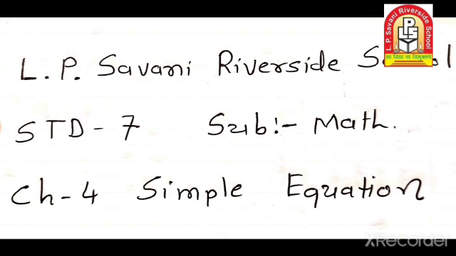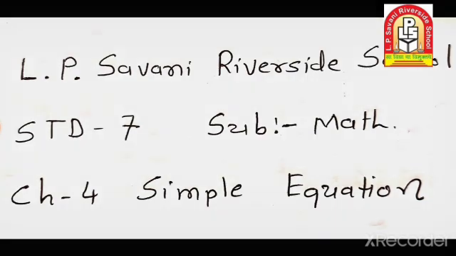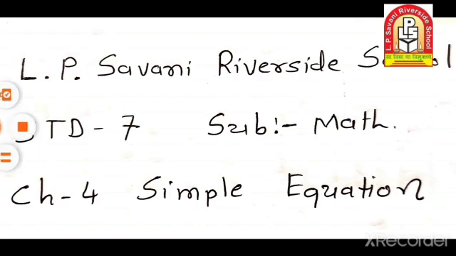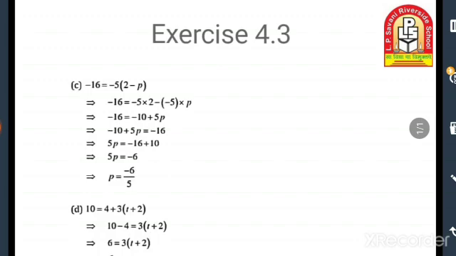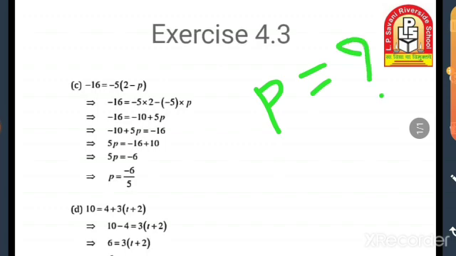Standard 7, Subject Mathematics. Chapter number 4, Simple Equation. Exercise 4.3, Question number C. Minus 16 is equal to minus 5 in the bracket 2 minus p. In this example, we have to find the value of p after solving this equation.